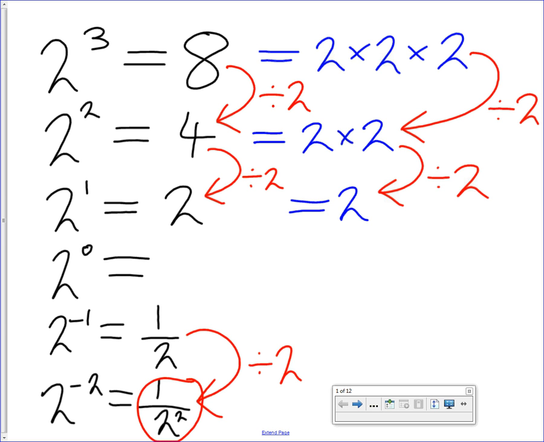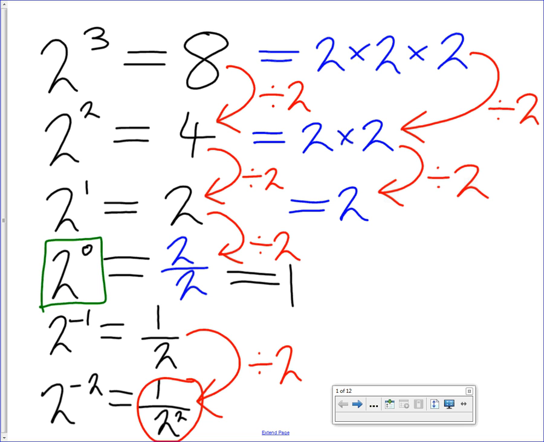So, using this pattern, we can find out what 2 to the power of 0 is. Because we divide 2 by 2. So we've got 2 divided by 2, which is obviously 1. So, 2 to the power of 0 equals 1.